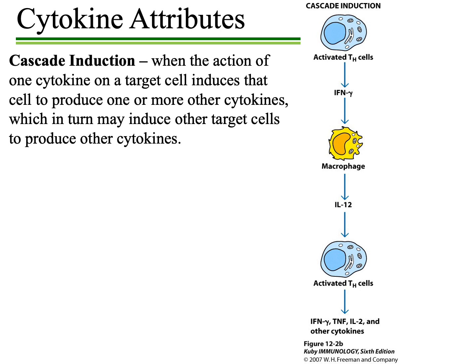If we look at this example, up at the very top, we have the helper T cell producing interferon gamma, which in this case is acting on a macrophage. That then triggers the macrophage to produce interleukin 12. Interleukin 12 acts on helper T cells to then stimulate the production of additional distinct cytokines. This is the cascade induction, in that one induces another, and eventually you get a whole slew or series of cytokines being produced in this step-by-step mechanism.